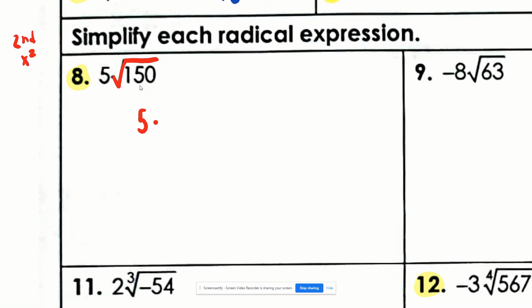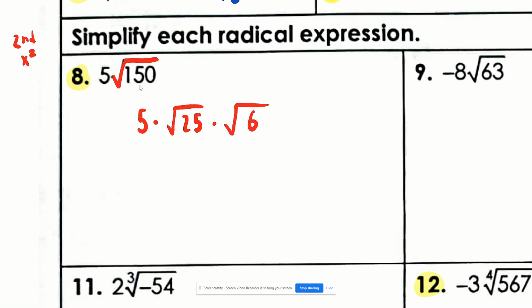So real quickly with my calculator, I just work through them. 150 divided by 64. That's the next one below 75. That doesn't work. 150 divided by 49. Doesn't work. 150 divided by 36. Doesn't work. 150 divided by 25. There it is. 25 goes into 150 6 times.